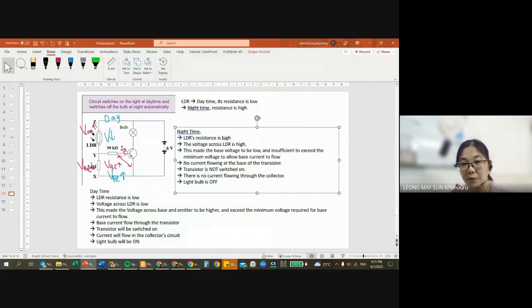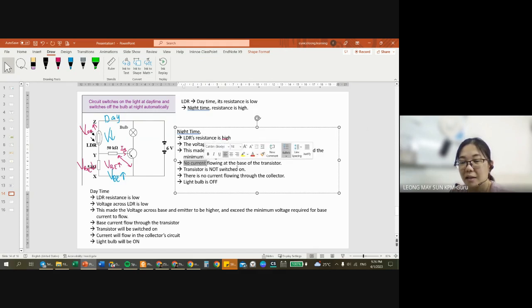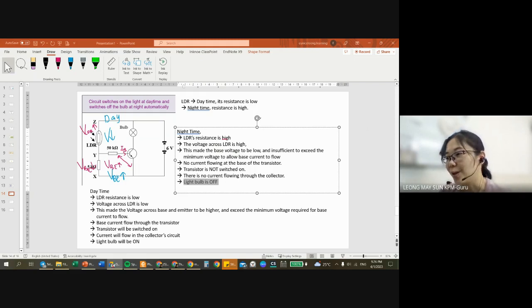Just remember this flow. Resistance high, voltage high, then see where's the connection. Is the base voltage high or low? Is it sufficient for the base current to start flowing? If no base current, then the transistor is off. Transistor off, no collector current, the light bulb will be off. So understand this flow, then you'll be able to understand transistor. Okay, that's the end of transistor already.